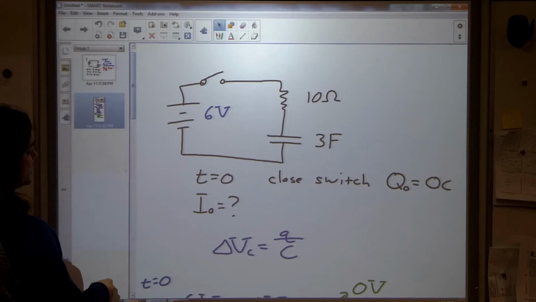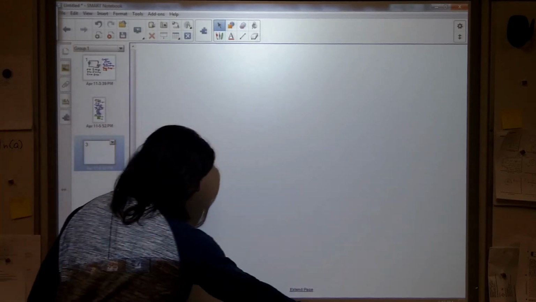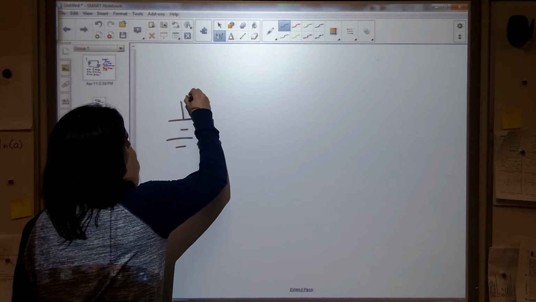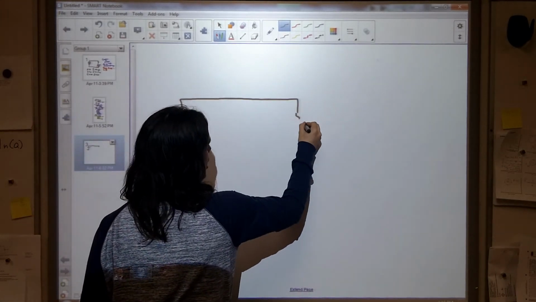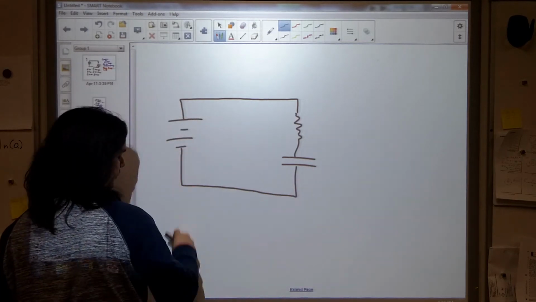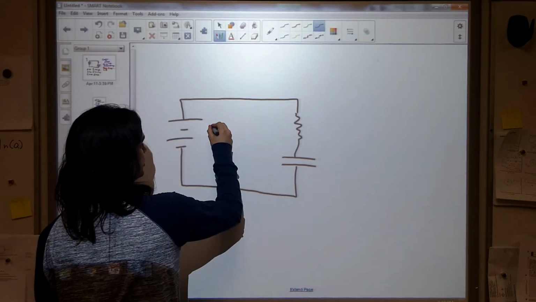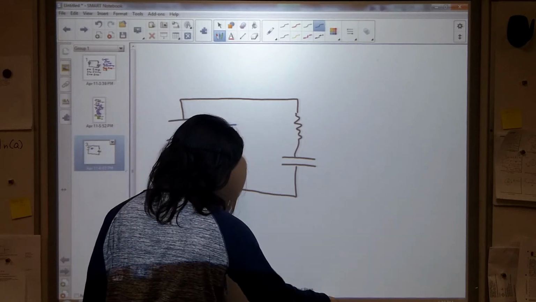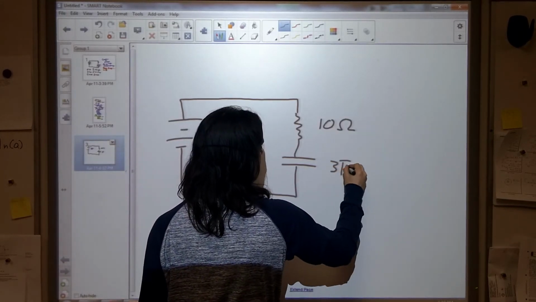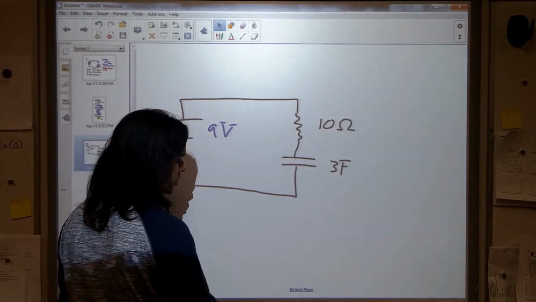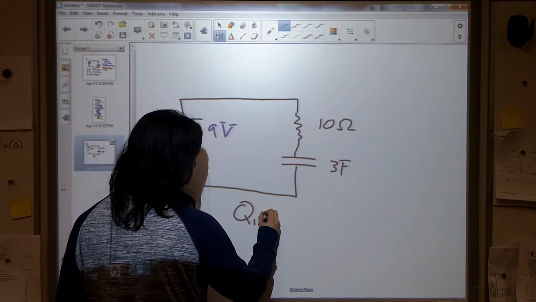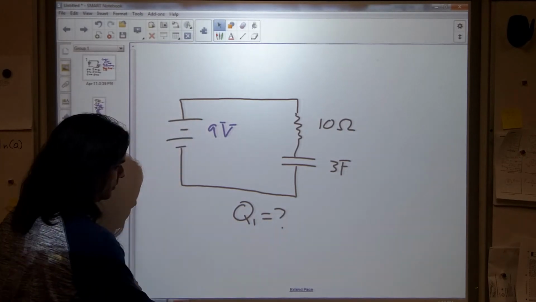One thing that I would like to ask is this. What if I take this exact same circuit and I change it out? I'm going to change out the battery with a different battery. I'm going to put in a 9 volt instead. We have a 10 ohm and 3 farad capacitor. The big question is this: how much charge do we end up with on the capacitor at the end?